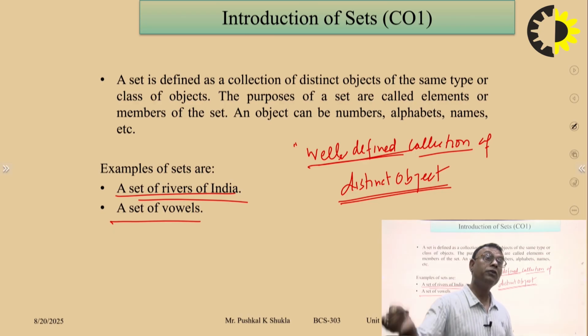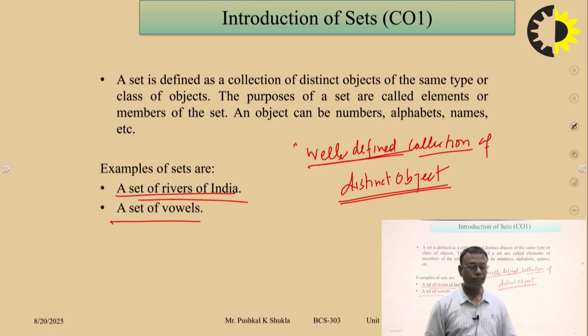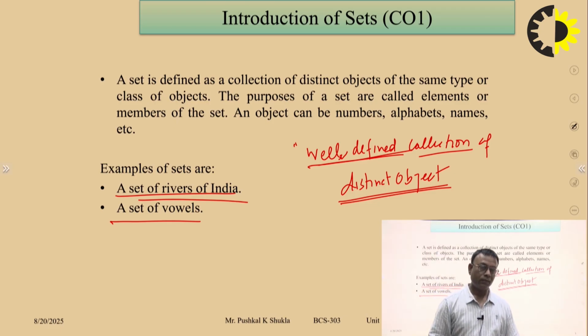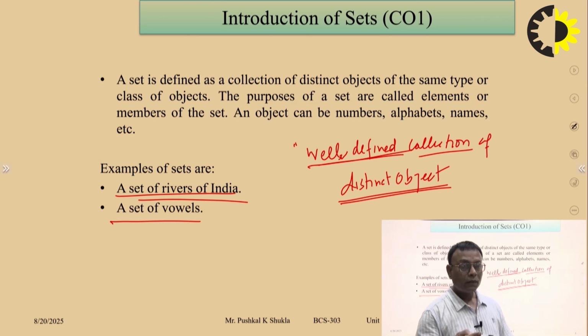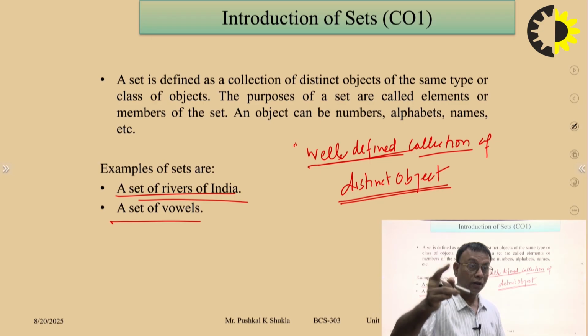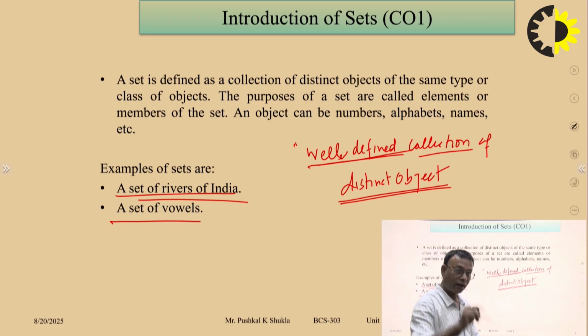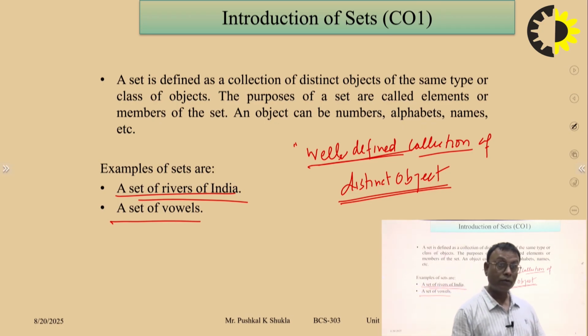So if you use the Python language, then indexing does not work. In an array in C, indexing works: A0 is the first element, A1 the second element, A2 the third element, and so on. But in set theory, if you use it in Python, then indexing does not work on a set.